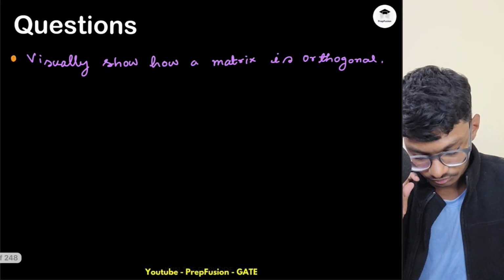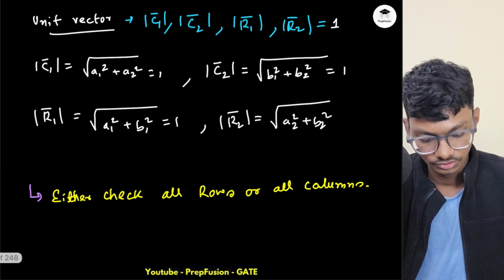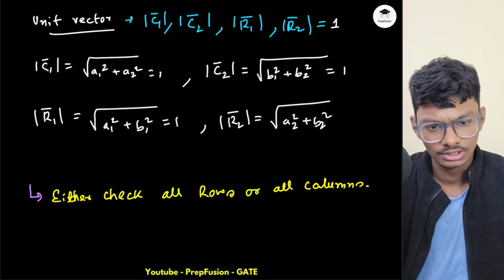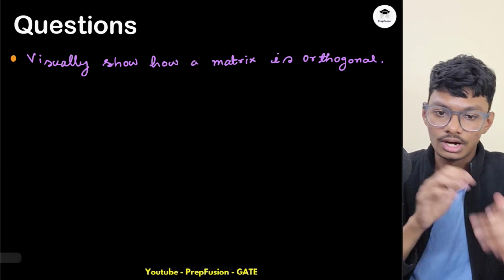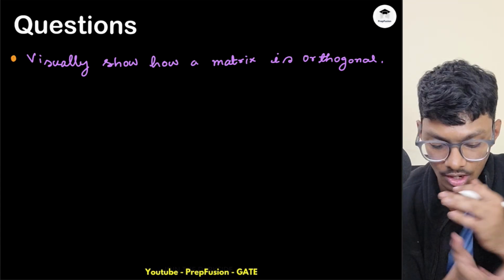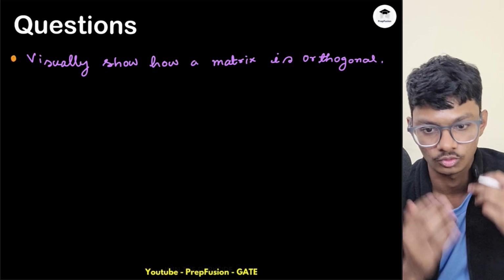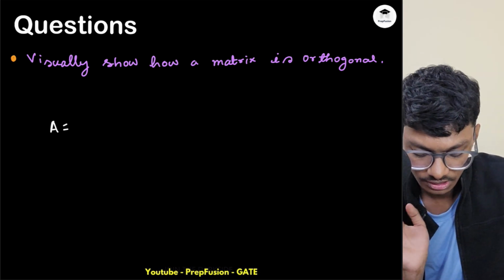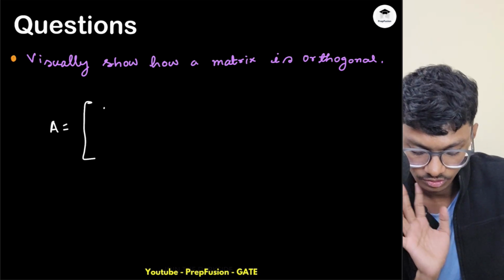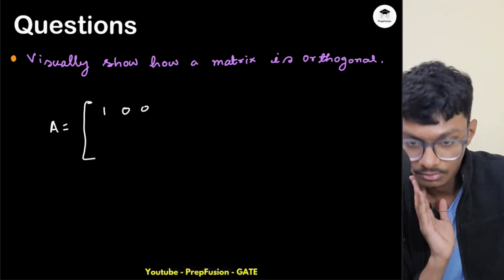Basically you can see it for the 3 cross 3 also. I will not show you, but let's visually understand how a matrix is orthogonal and what we mean by orthogonality. Here, let me take a very simple example, which is an identity matrix, which is also an orthogonal matrix.